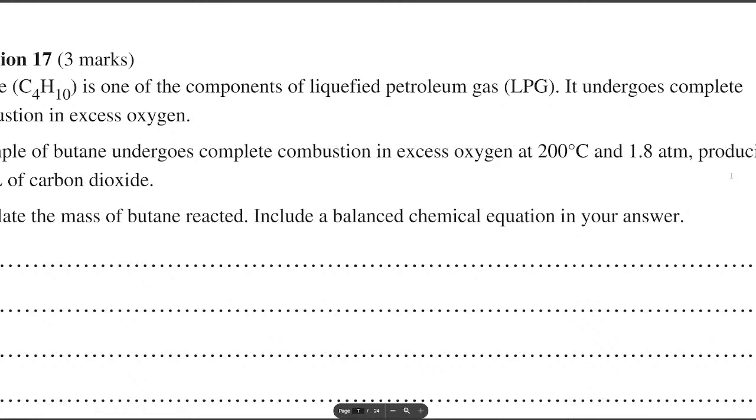Butane is one of the components of liquefied petroleum gas. It undergoes complete combustion in excess oxygen. A sample of butane undergoes complete combustion in excess oxygen at 200 degrees Celsius and 1.8 atm, producing 35 liters of carbon dioxide. Calculate the mass of butane reacted. Include a balanced chemical equation in your answer.